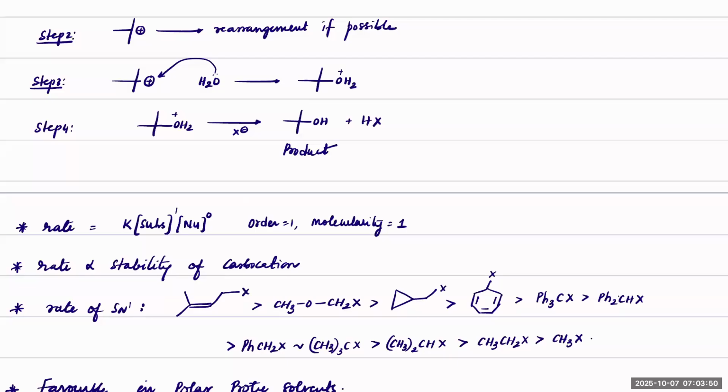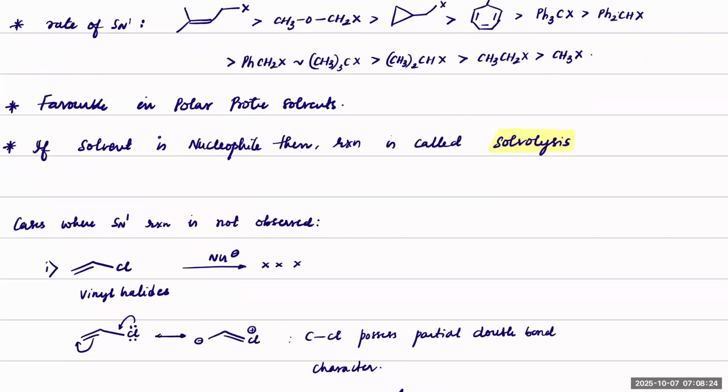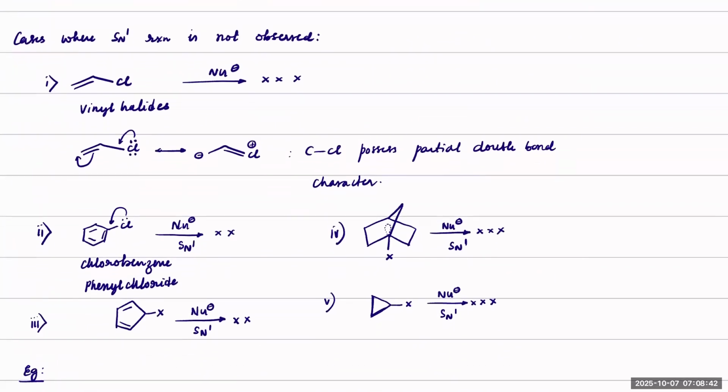So rate mainly depends upon the stability of the carbocation. Now this is the order of SN1 that you need to remember, in which case what is the order. For SN2, I'm sure you have written it right. Same way, write it for SN1. SN1 is favorable in polar protic solvent. Next, if the solvent is the nucleophile, then the reaction is called solvolysis. Got it? Clear?